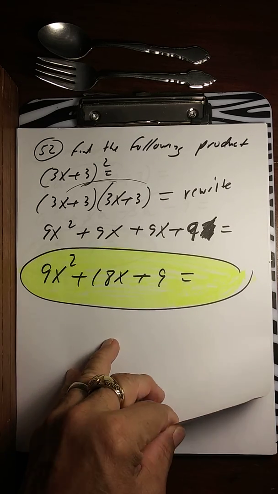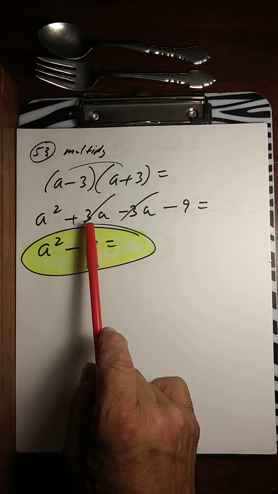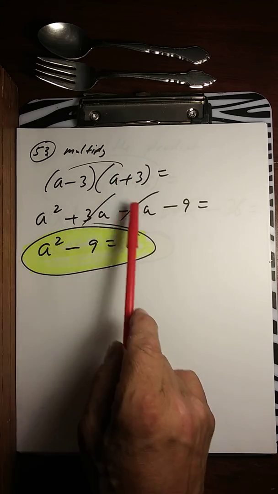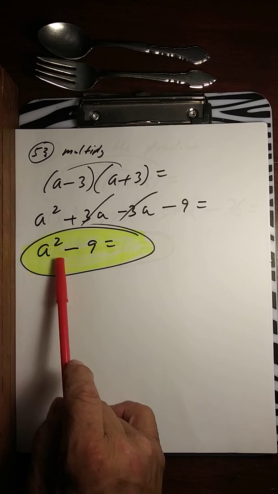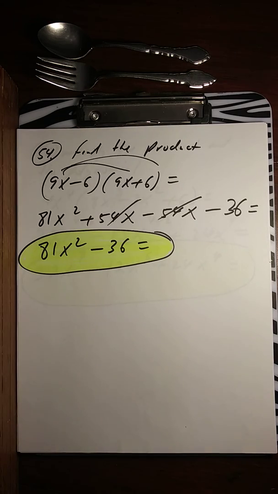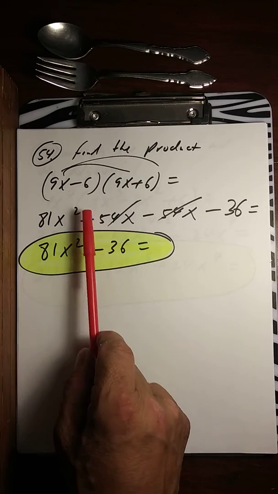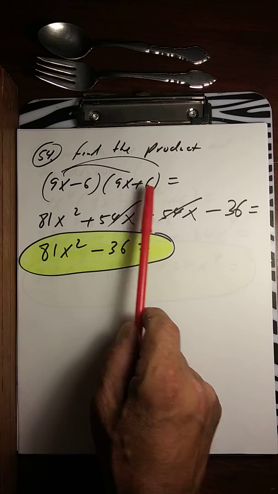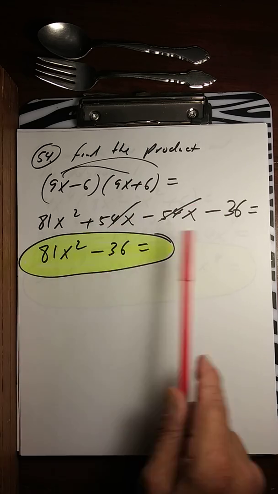Got it. Next one. 8 times 8 is 8 squared, 8 times minus 3a plus 3a, negative 3a, and that's negative 9. 3a minus 3a goes away. 8 squared minus 9, that's it. We're done. 9 times 9 is 81x squared, 9 times that is 54x, that times that is negative 54x, that times that is negative 36. These are gone, so 81x squared minus 36, we're done.